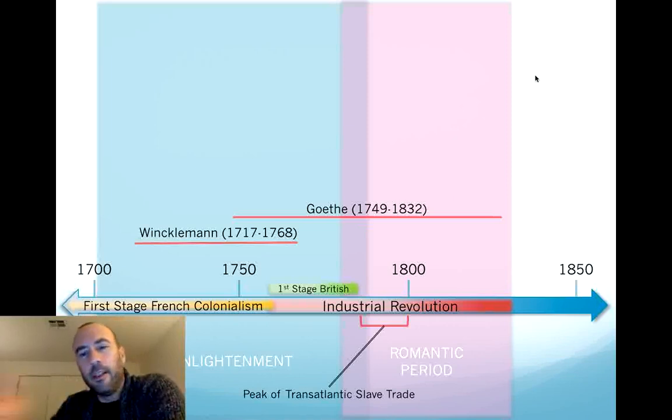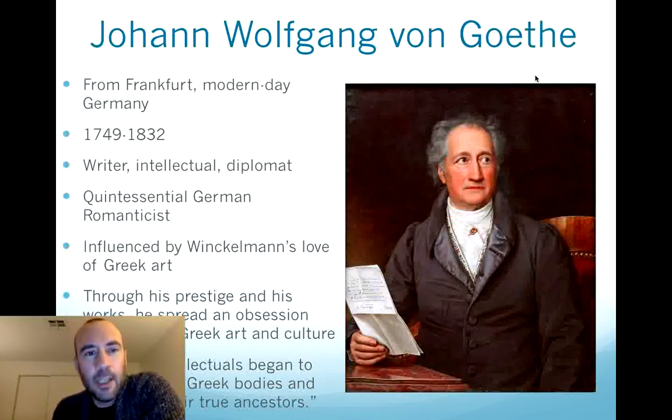Overlapping with Winckelmann and living into the 19th century, we have Goethe, which I can never say with a straight face, Johann Wolfgang von Goethe, also from what we would now call Germany. He was sort of a polymath. He did a lot of things. He was a writer, intellectual, a diplomat. He wrote a lot of plays and literature, and was extremely famous not only in the German-speaking world, but also later in the English-speaking world and throughout European society.